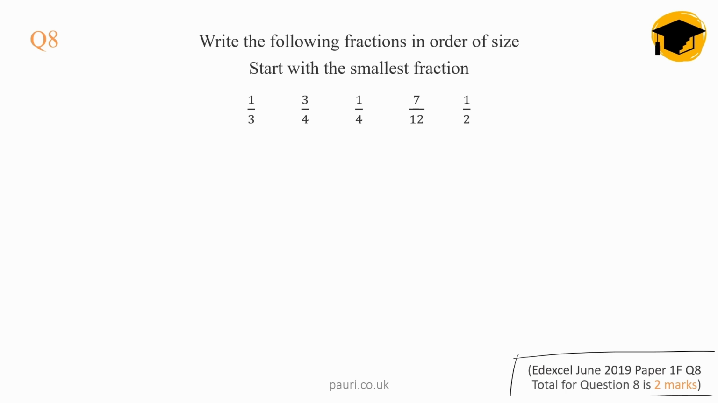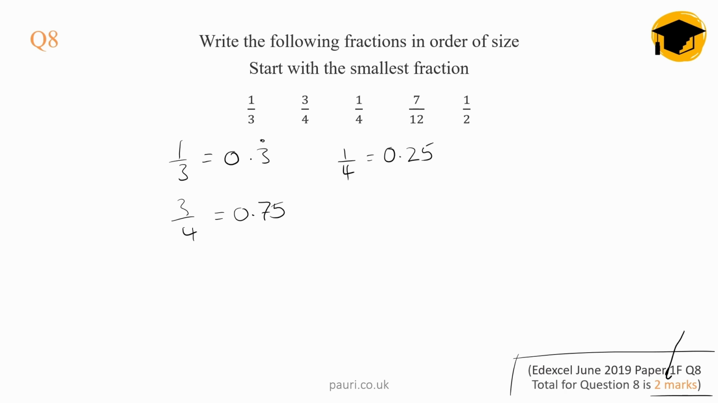But because this is 2 marks, you need to show some working out. So the first method here is better. I'd convert them to decimals and then write them in order. 1 over 3 is the same as 0.3 recurring. 3 over 4 is the same as saying 0.75. 1 over 4 is 0.25 times 3 is 0.75. 1 over 4 is 0.25.